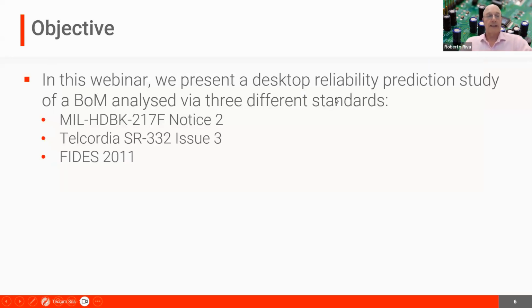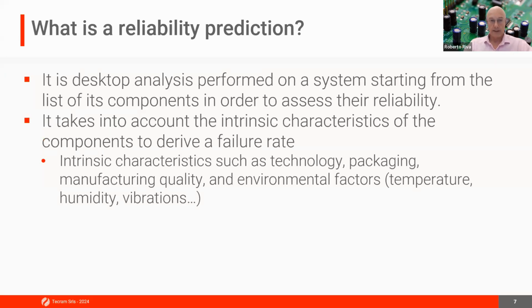Okay, having said that, we now can talk about this webinar. In this webinar, we're going to present a desktop reliability prediction of a BOM, bill of material. We've analyzed it with 3 different standards. As we say, we analyzed it via LandPredict using the configuration of MIL-217, notice 2, the Telcordia SR-332, issue 3, and the FIDES 2011.